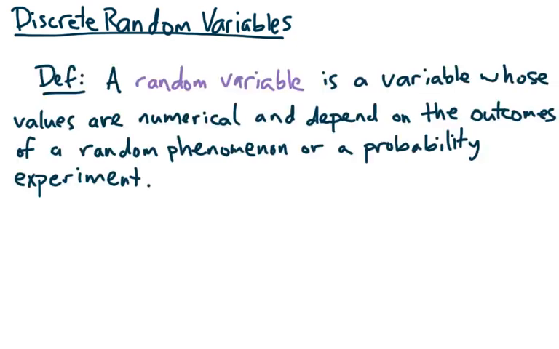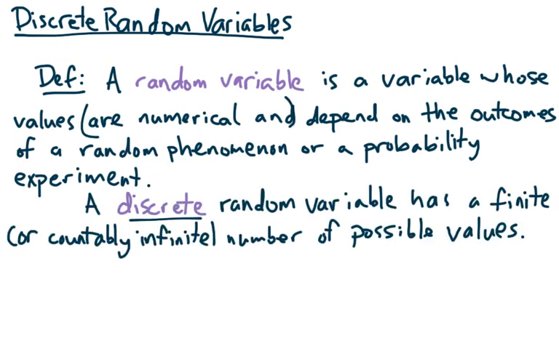So, a random variable is a variable whose values are numerical, and that's going to be kind of assumed, but that they depend on the outcomes of a random phenomenon or a probability experiment. So what does discrete mean? Discrete means that it has a finite or countably infinite number of possible values, a number of values that you can list, say in the column of a table.